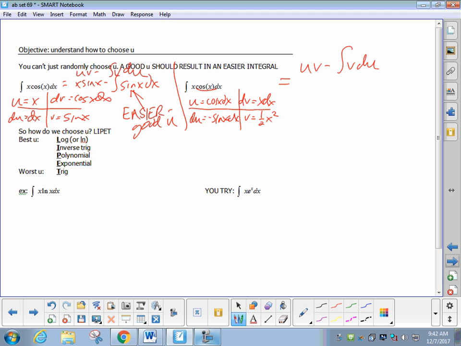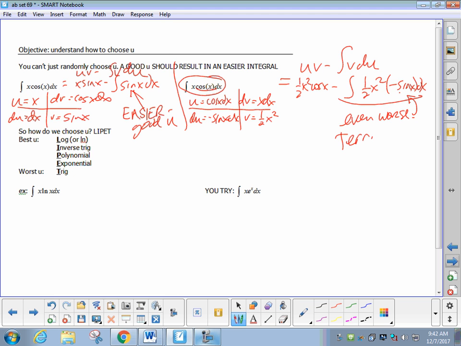Now, upon substitution, when I plug into the formula, uv would be fine. It's 1/2 x squared cosine of x, no problem there. But v du now is 1/2 x squared times negative sine of x dx. Well, here's the original problem, and here's now what you have to do. That's even worse. Okay? If, after your integration by parts choice, you get an integral that's worse, that is a terrible u choice.